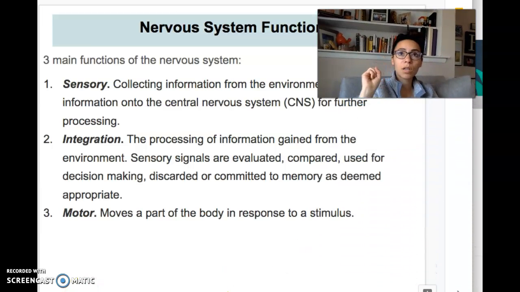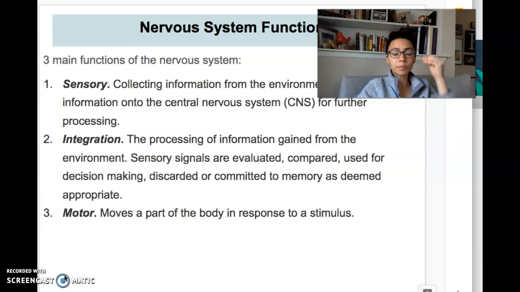So if our brain sends a response to our muscles, for example, there are motor neurons that are stimulating those muscles, or glands, for example. It's like the outcome of the nerve response. So with sensory, we're taking information in; with integration, we're processing it; and motor is the response.